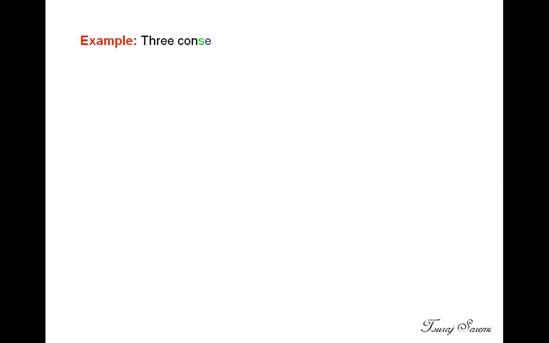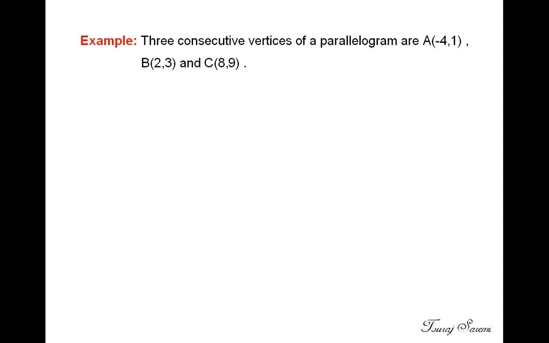Example. Three consecutive vertices of a parallelogram are A (-4, 1), B (2, 3) and C (8, 9). Find the coordinates of the fourth vertex.